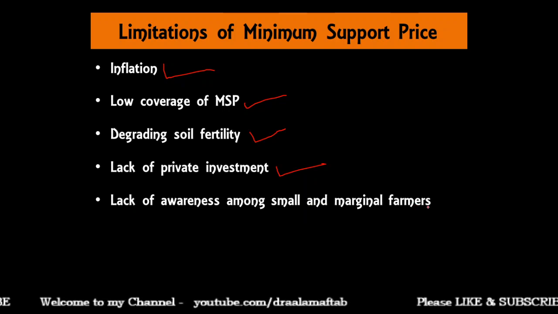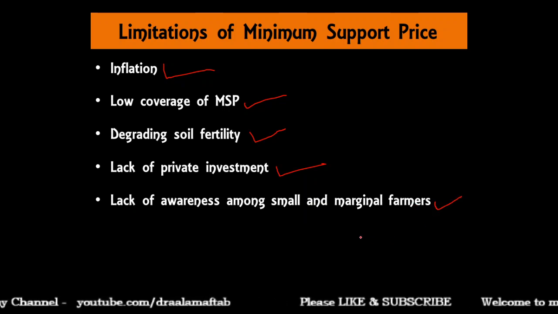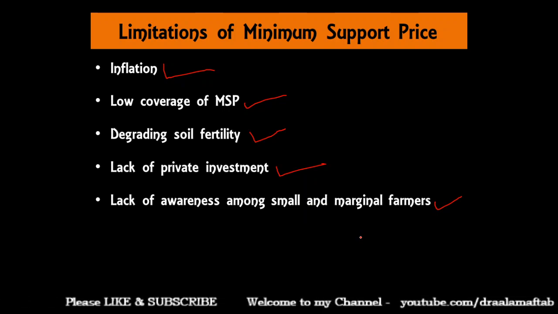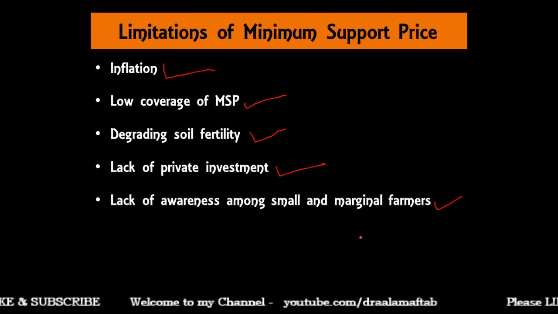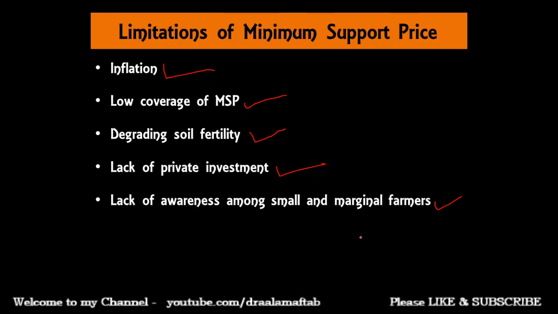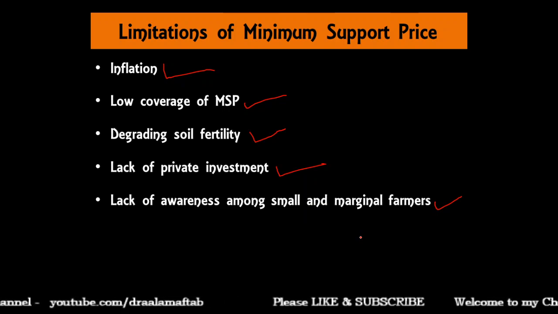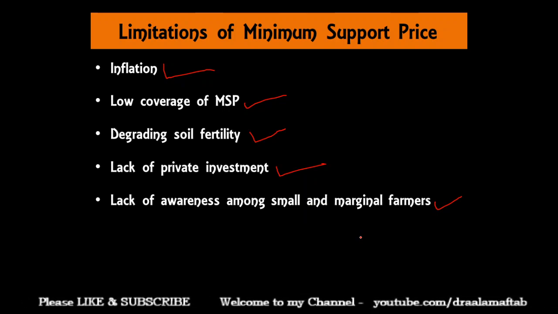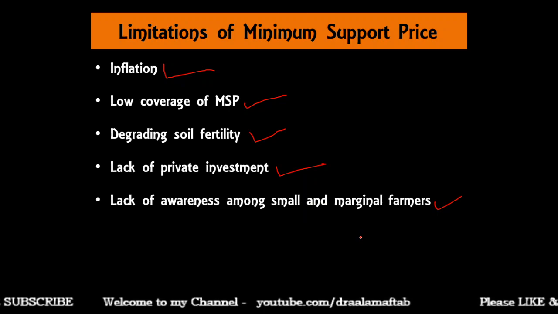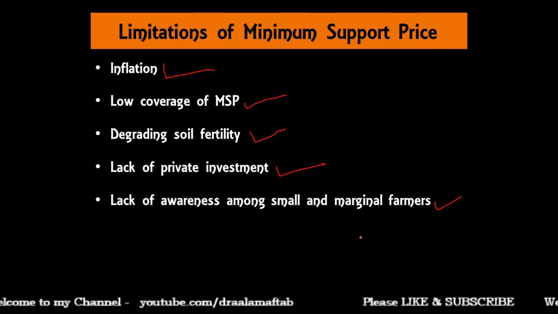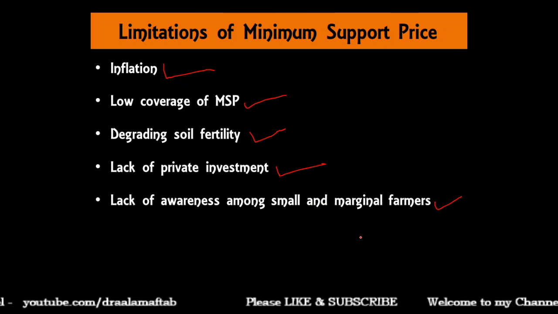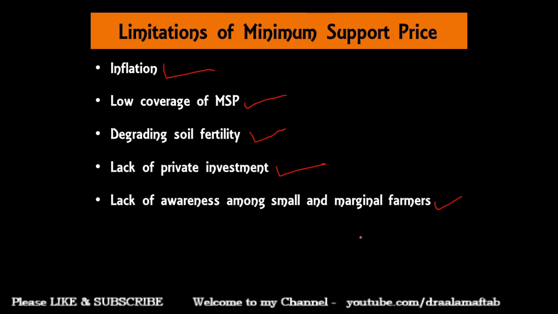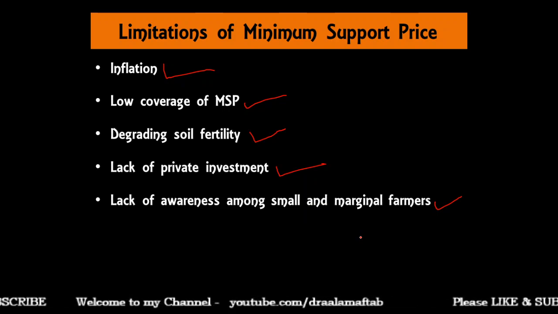The last limitation is lack of awareness among small and marginal farmers. The majority of small and marginal farmers sell their crops to village moneylenders or middlemen, and they are unable to sell their produce to the government at the MSP rate. So ultimately the benefit is not reaped by the small and marginal farmers. So this is all about the limitations of minimum support price, and this is how the idea of agriculture pricing under MSP was designed to benefit the farmers.